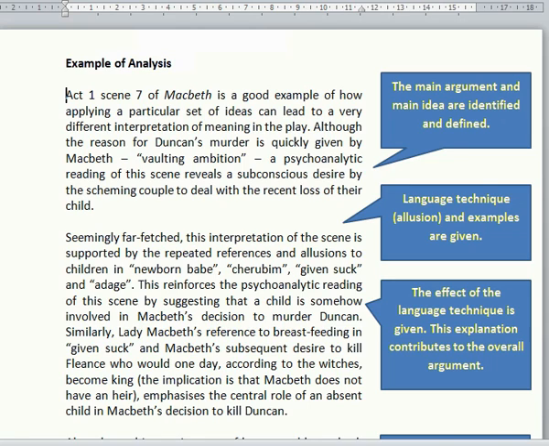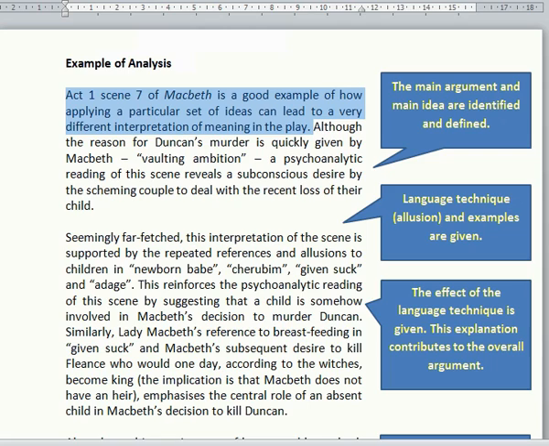so you can see what this looks like in an essay. Now, this is not an entire essay, a whole essay. This is a part of an essay, but it is an analysis. It's a good analysis. So, Act 1, Scene 7 of Macbeth is a good example of how applying a particular set of ideas can lead to a very different interpretation of meaning in the play.